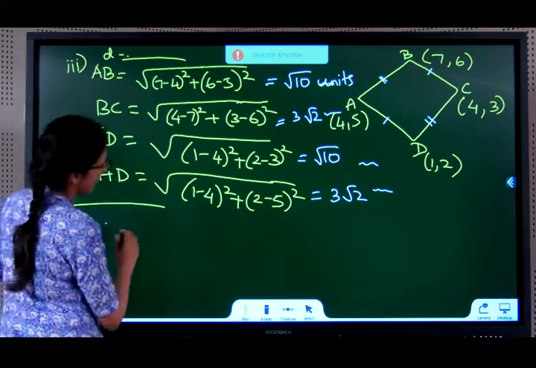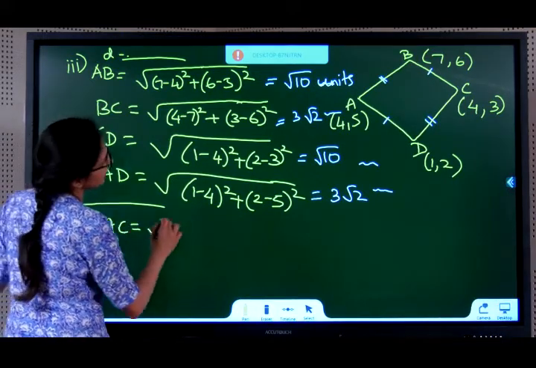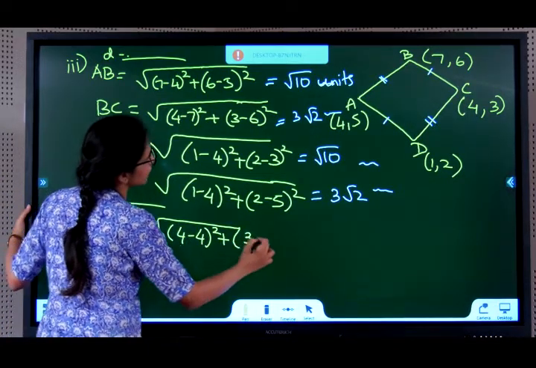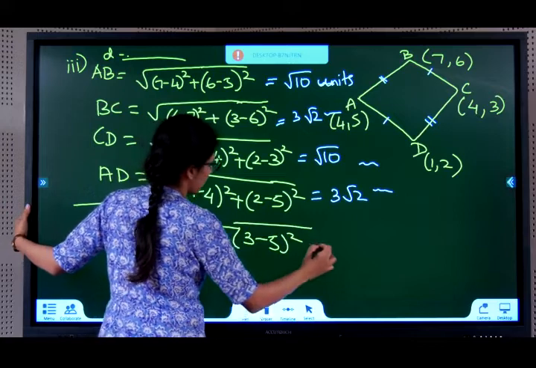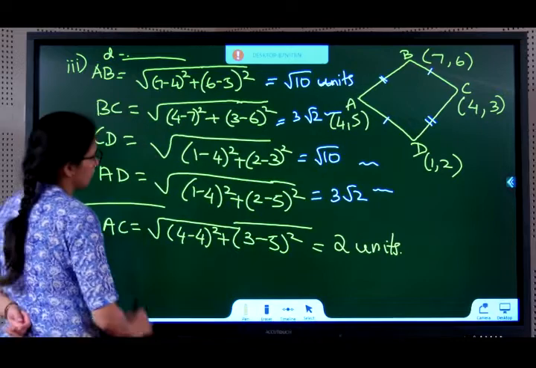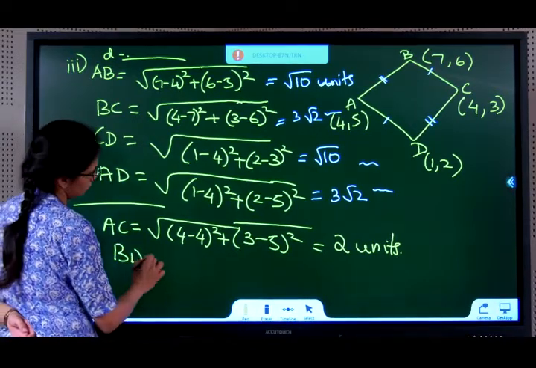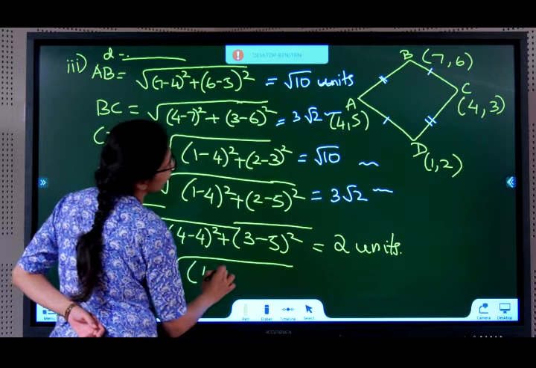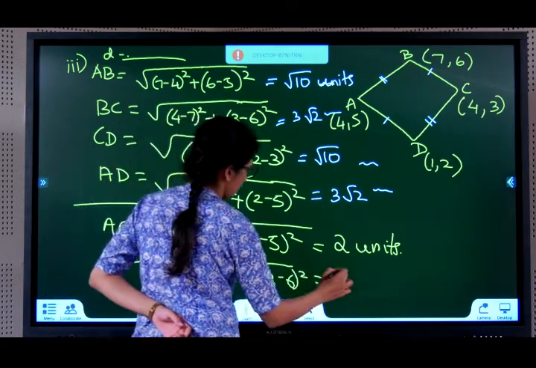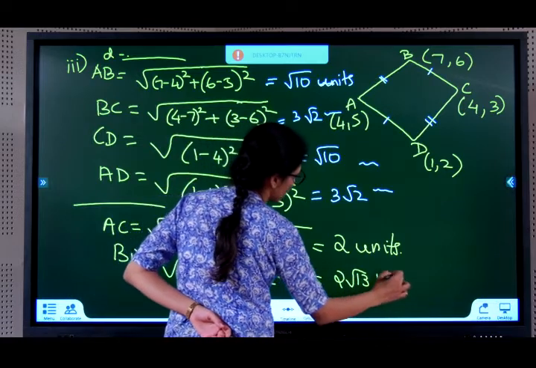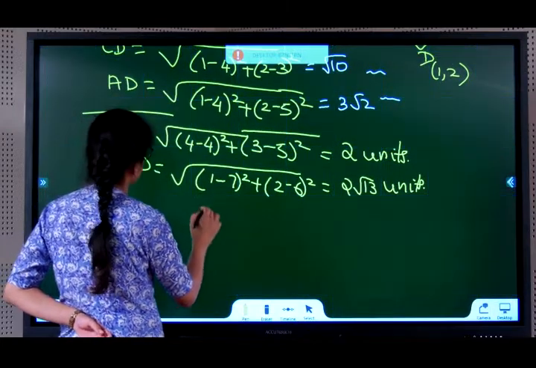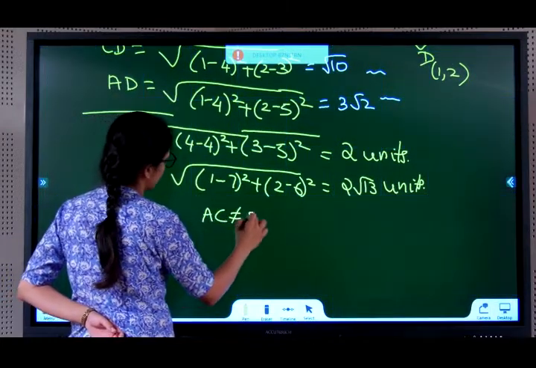Diagonals, what is it? AC. So AC is root of (4 minus 4) the whole square plus (3 minus 5) the whole square. On solving this, you will get 2 units. BD, root of (1 minus 7) the whole square plus (2 minus 6) the whole square. On solving this, you will get 2 root 13 units. From this, you can clearly say AC is not equal to BD.